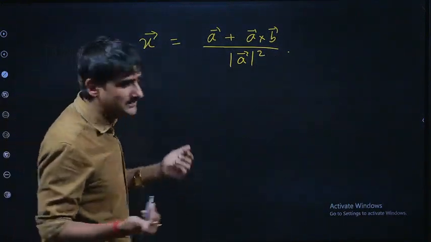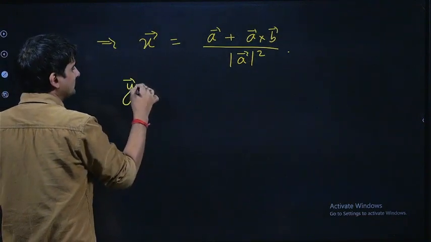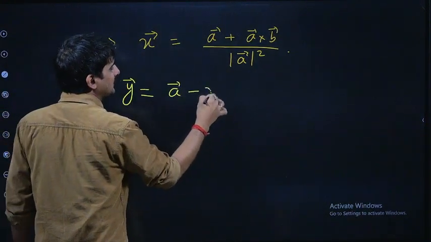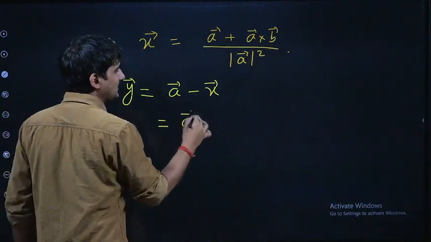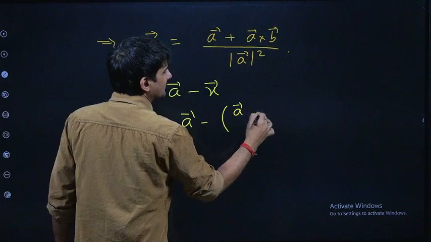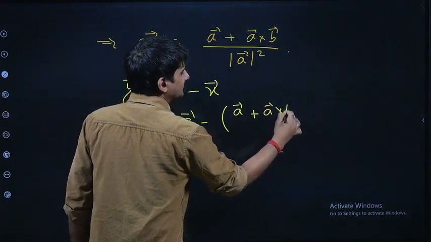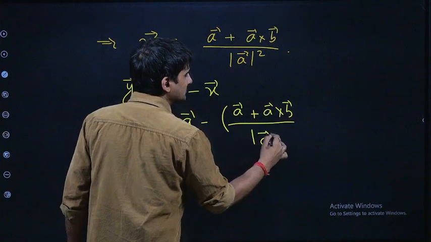So that means we can easily get our vector y, because we know that vector y is nothing but vector a minus vector x. So you just put the value here, and whatever you get will be our answer. So that's the solution of this question.